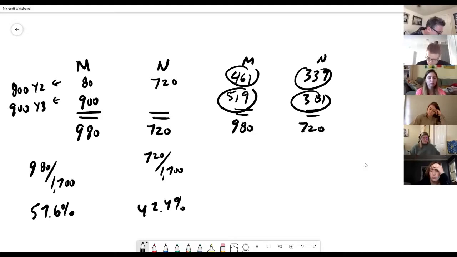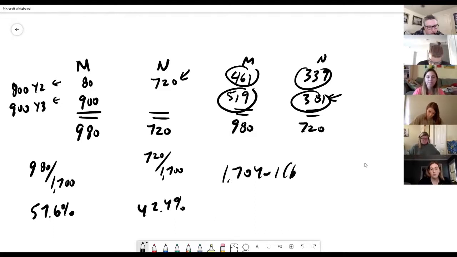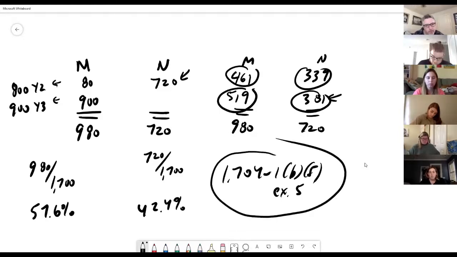And of course, that really hurts N, because instead of N having all the income in year 1 where it's tax exempt, more than half of it comes from year 2. But that's the reallocation again. It's just a ripoff of 1.704-1(b)(5), example 5. So we went over that in class.